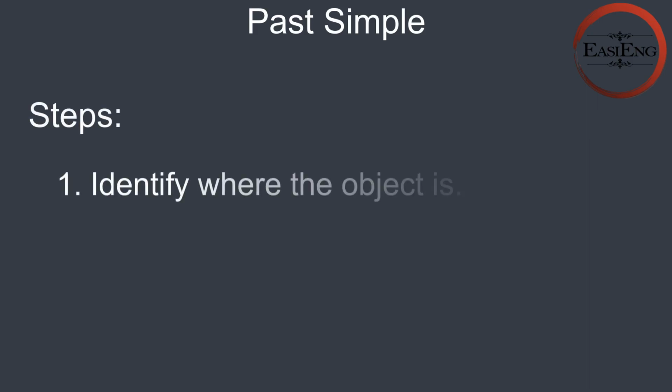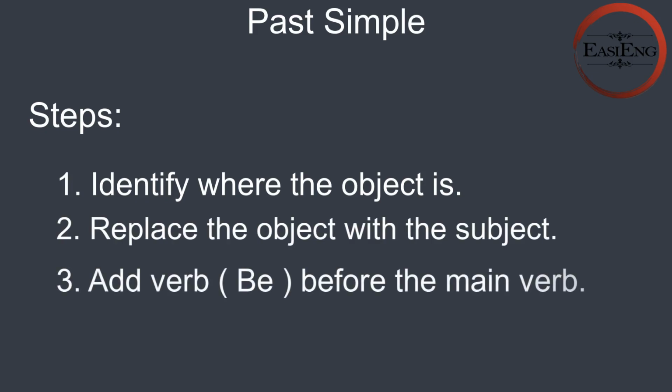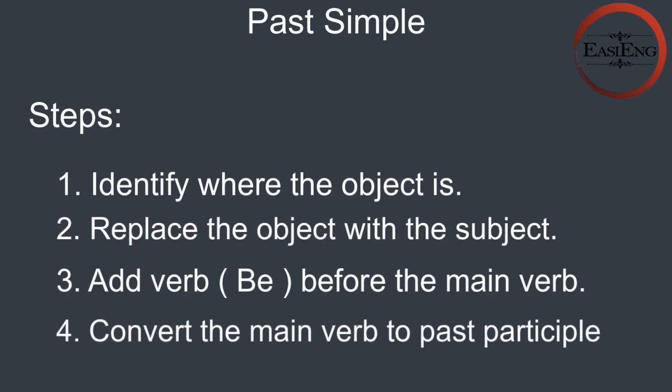1. Identify where the object is. 2. Take the object to the beginning and omit the subject. 3. Add verb to be before the main verb. 4. Change the main verb to past participle.